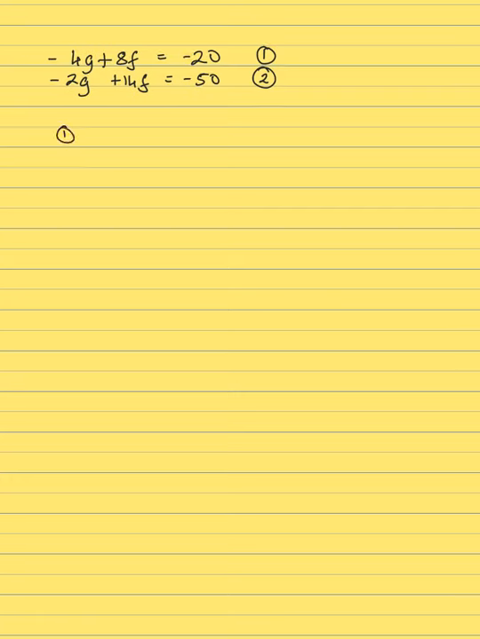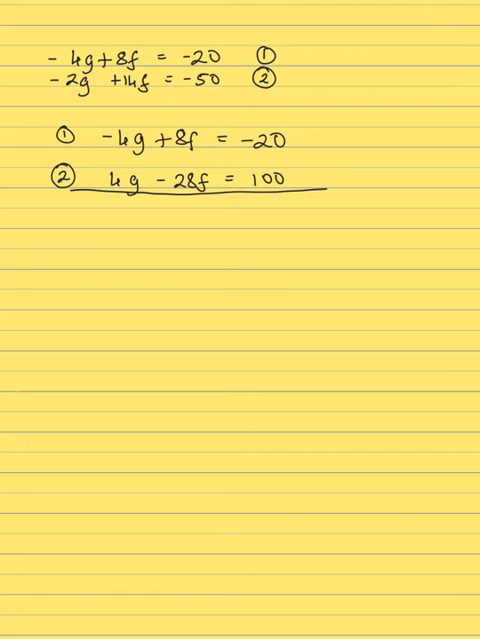The first equation is minus 4g plus 8f equals minus 20, and we'll multiply the second equation by minus 2, which gives us 4g minus 28f equals 100. And we just add those two equations, giving us minus 20f is equal to 80. In other words, f is equal to minus 4. We sub that back into one of the equations.